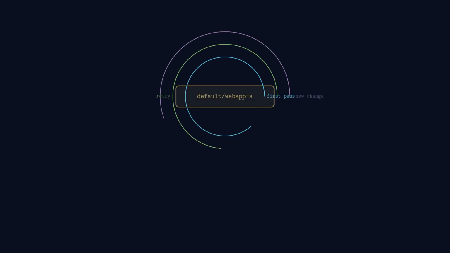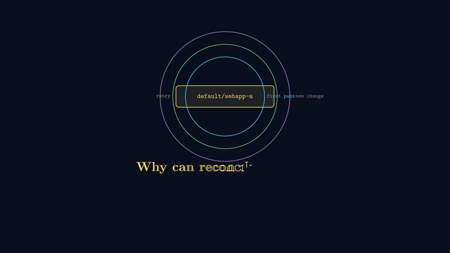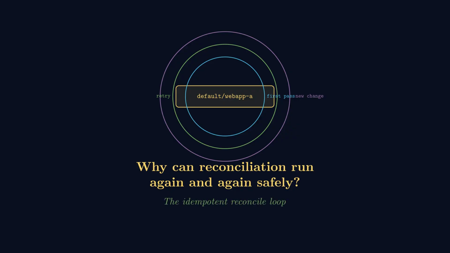Episode 9 ended with a simple question. The controller may be asked to check the same object many times. This can happen because a previous attempt failed, the object changed again, or the controller restarted. But checking the same object again should not create extra pods or repeat the same action unnecessarily. So how does Kubernetes make repeated reconciliation safe?